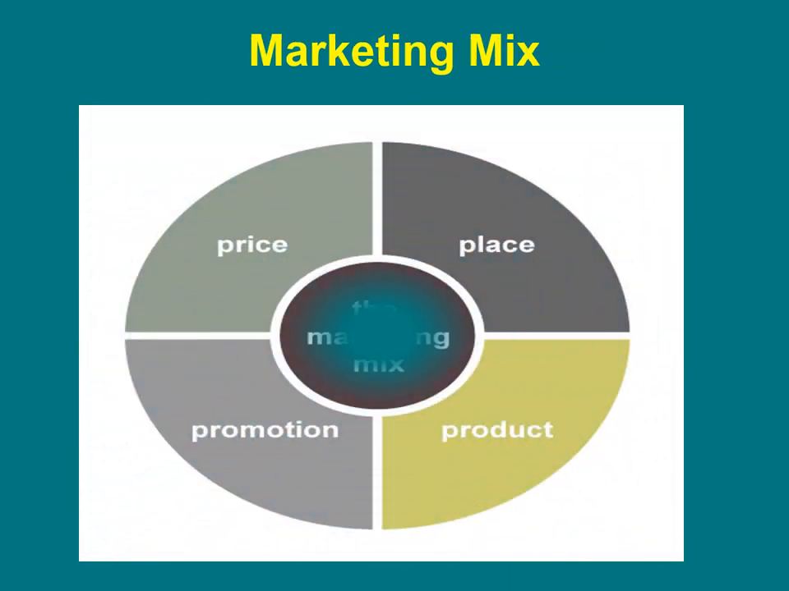This is the marketing mix: product, price, place, promotion. It's the four P's. Product is the first P. Price, the second P. Place, the third P. And finally, promotion is the last P.